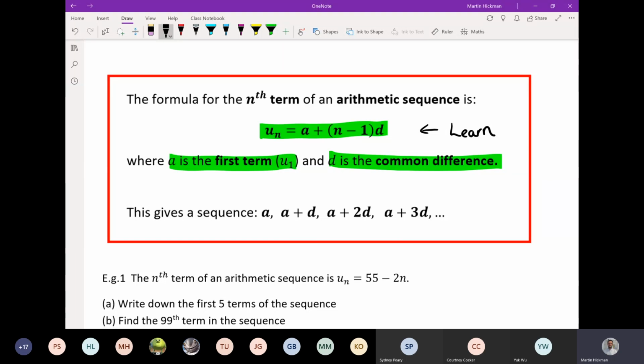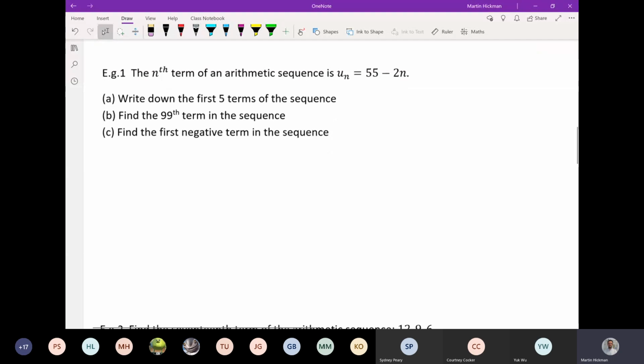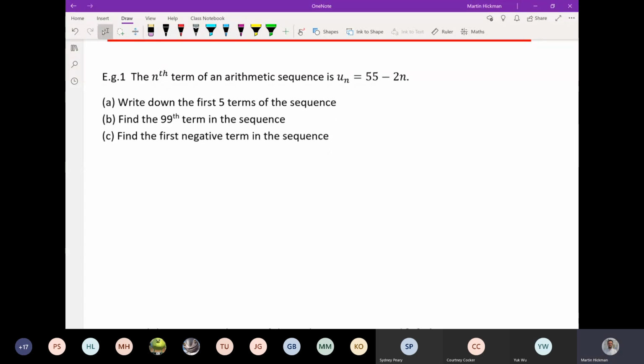Okay, so if you can imagine, if you have to add 2 each time, then you just have to add on how many lots of 2 from your first term. But we do n minus 1, of course, because the second term, we only need to add 1 lot of 2 on to our first term. So in terms of our arithmetic sequence, it will go A, which is the first term, A plus D, which will be the second term, so A plus your common difference, and so on. So let's do a few examples where we're using some of these rules.